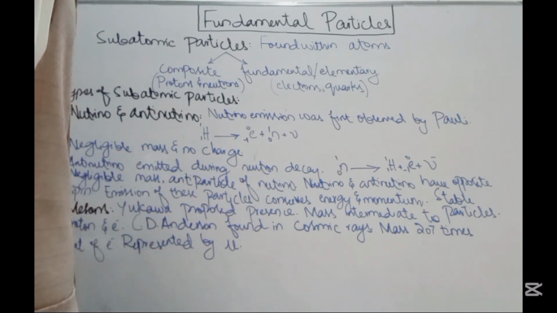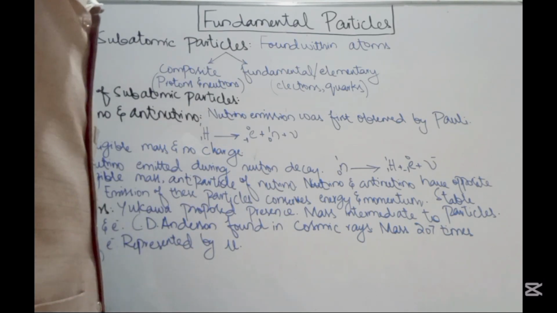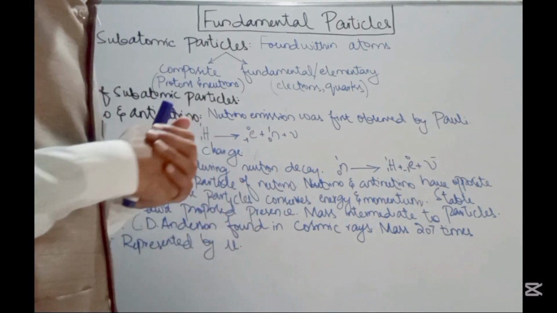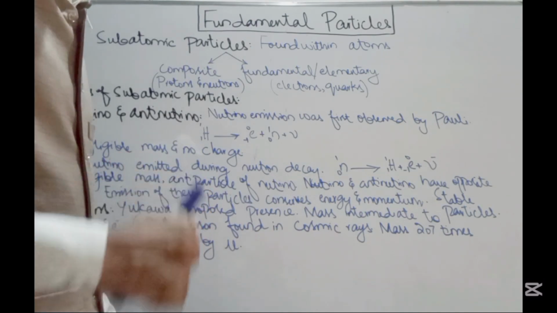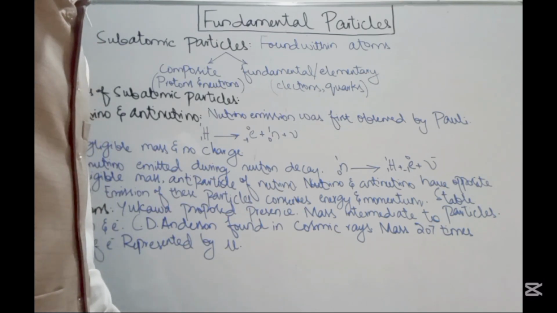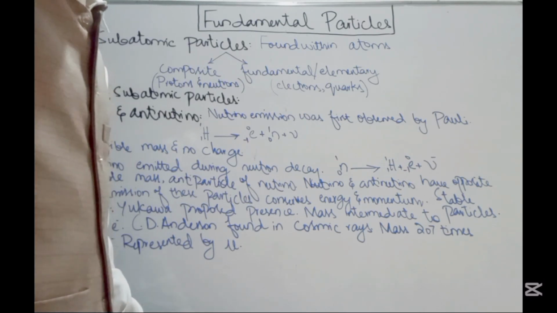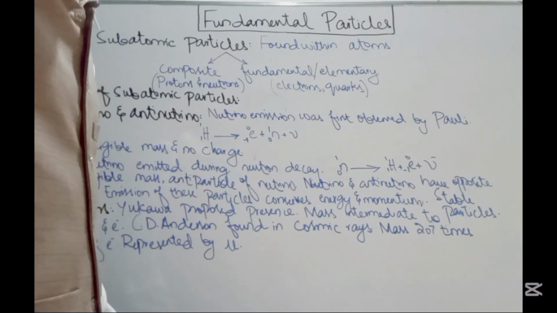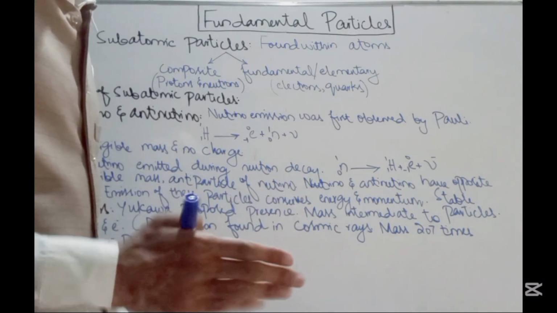The last subatomic particle is the meson. Yukawa proposed the presence of mesons. Basically, Yukawa was a nuclear scientist, and during his research, he proposed the presence of mesons. And C.D. Anderson was the person who proved the presence of mesons in the cosmic rays. Mesons are particles that have mass intermediate to that of the proton and the electron. The mass of mesons is 207 times that of an electron. So they are more massive than the electron, but they are lighter than the protons.